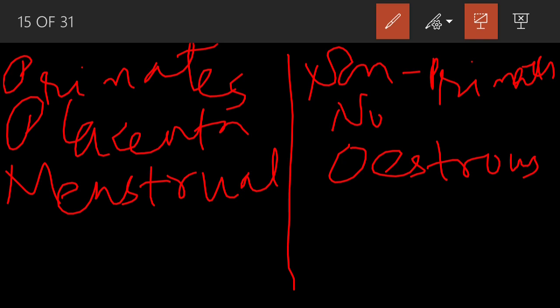Now, I hope that all these things are clear. Now let us see for the example primates, apes, monkeys, human beings, and non-primates which are there. You can see cow, deer, dog, sheep, all these are your non-primates. So I hope that the difference between the estrous cycle as well as menstrual cycle is now clear, and this is there taking place during the reproductive phase.